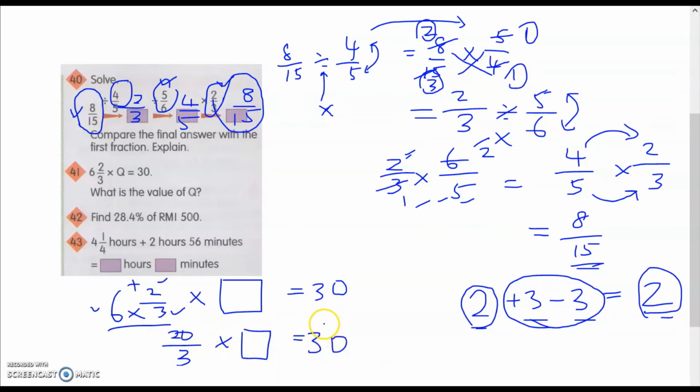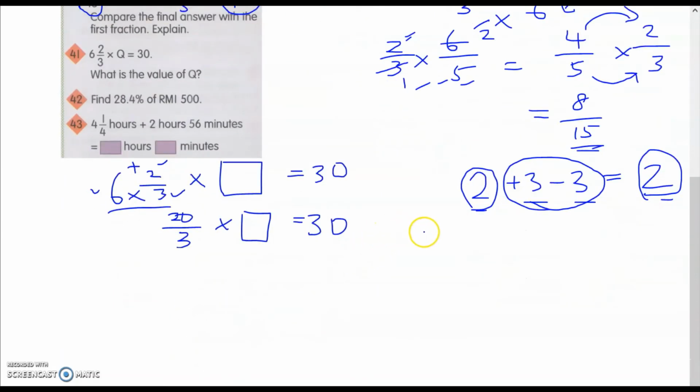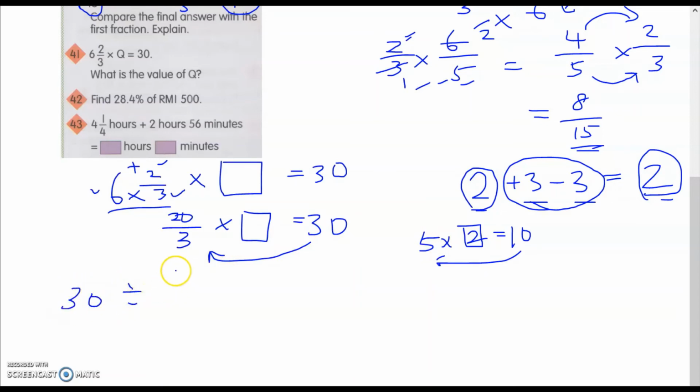So how do we find the unknown? If I give you this example, 5 times unknown is 10. What is unknown? You say 2, because 10 divided by 5, you get 2, right? So same thing here, 30 divided by 20 over 3. So how do we solve this?